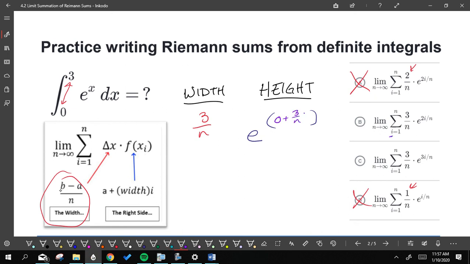Again, the matching part's easy. It's a weird concept, but you can match. Okay? Try the next one. Raise your hand when you're done. I want to come over and check it.